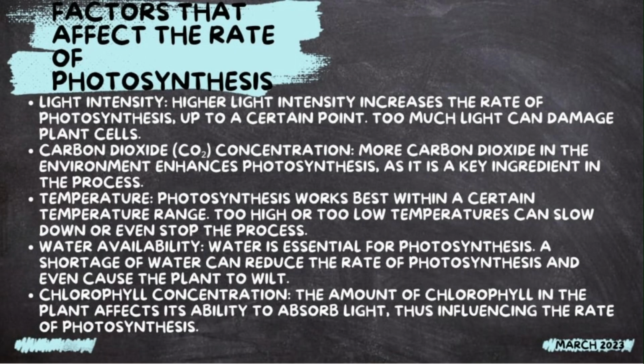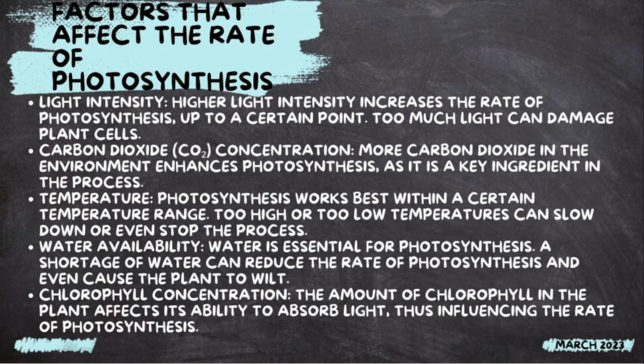Okay, so now let's talk about some factors that affect the rate of photosynthesis. Basically, if we go back to the formula, we said it's carbon dioxide plus water, sunlight, or chlorophyll, right? So it means that any of those things can affect the rate of photosynthesis, right? Because all of them are needed in order to drive the process of photosynthesis. So the light intensity is very important.